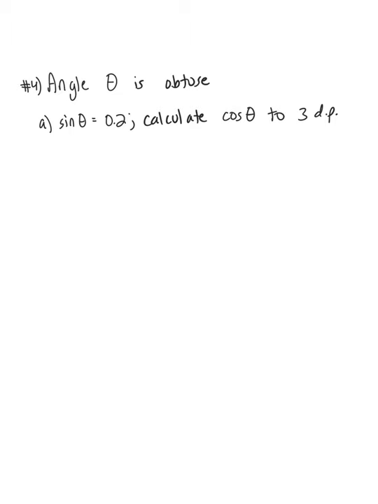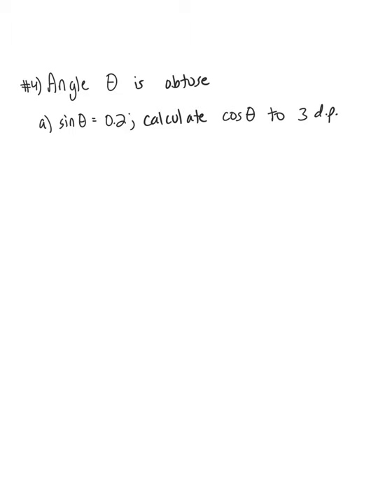In 4a, we are told that the sine of the angle theta is 0.2. Then we are asked to calculate cos theta. This is different from the other questions where we were just asked to calculate theta, the angle. But we are still going to do that. We're going to first calculate the angle, just like we did in the other questions. And then once we know the angle, we can evaluate cos of that angle to find the ratio.